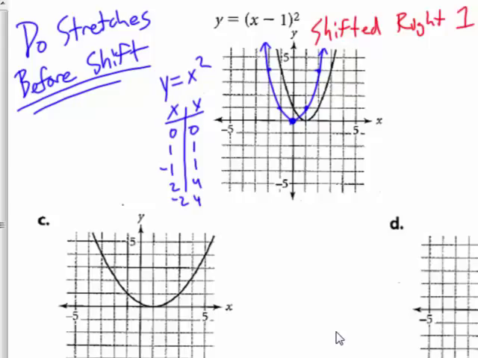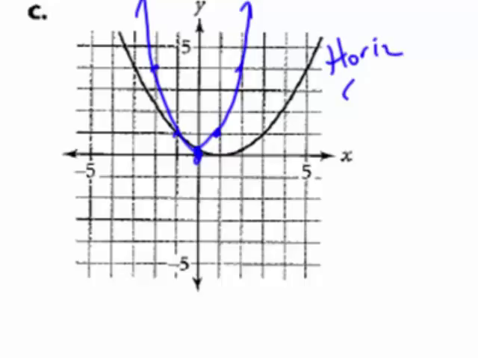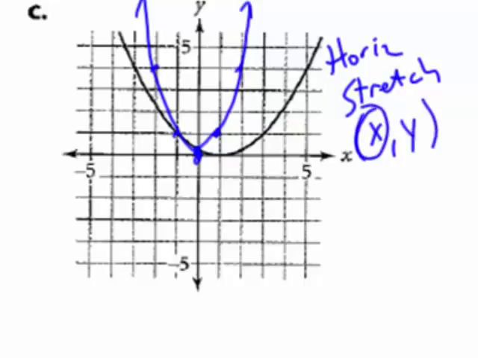So that's important. Okay, so when I look at C down here, this is where it gets tough because I want to consider the stretch before the shift. I might even draw my parent function in just so we can see this a little bit better. So how did it get stretched? Well, just consider that first point away from the vertex. So here, I went from 0, 0 to 1, 1. So this got stretched horizontally, correct? So this had a horizontal stretch. We're just really considering our x right here for the horizontal stretch.